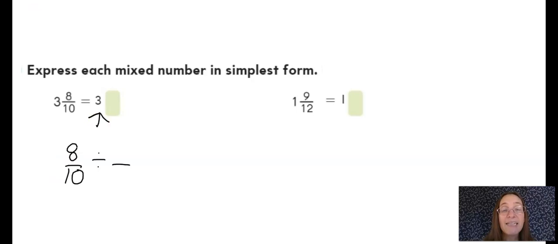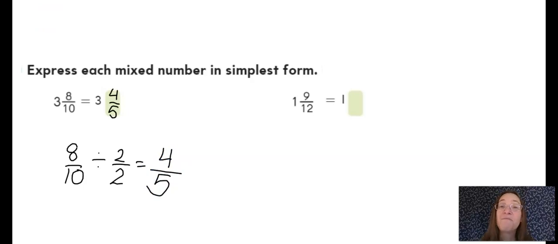I notice that 8 and 10 are both even numbers, which means that they definitely share a factor of 2. So I'm going to divide 8/10 by 1 in the form of 2 halves. 8 divided by 2 is 4, and 10 divided by 2 is 5. I know that 3 and 4/5 is the simplest form, because 5 is prime, which means it will share no other factors with 4. Finally, we need to simplify 1 and 9/12.